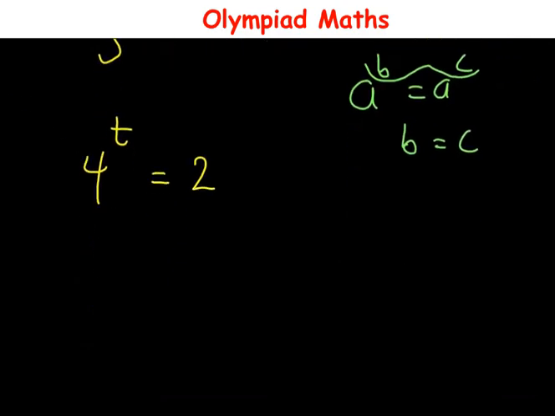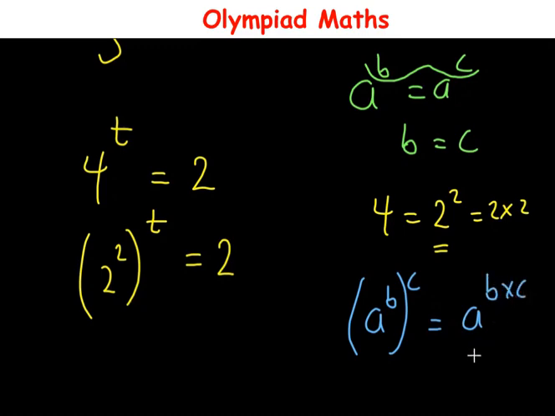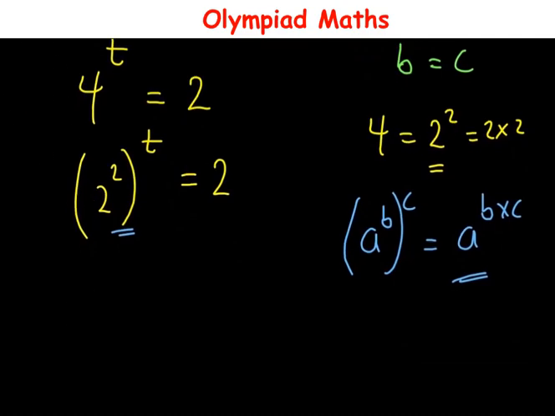Now, at this junction, we can express 4. 4 can be written as 2 squared, which equals 2 times 2. So, right here, in place of 4, I will bring in 2 squared, then all raised to power t is equal to 2. Now, applying this rule of indices, that if you have a raised to power b, all raised to power c, this equals a raised to power b times c. Applying this rule right here, what we then have is 2, then power 2 multiplies power t, 2 times t is 2t, is equal to 2.